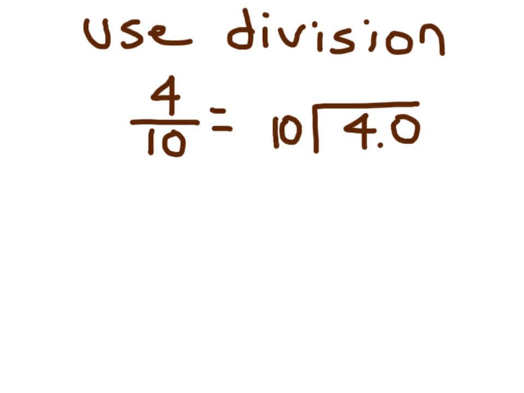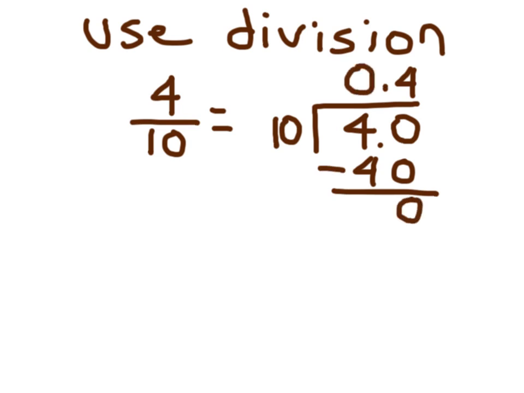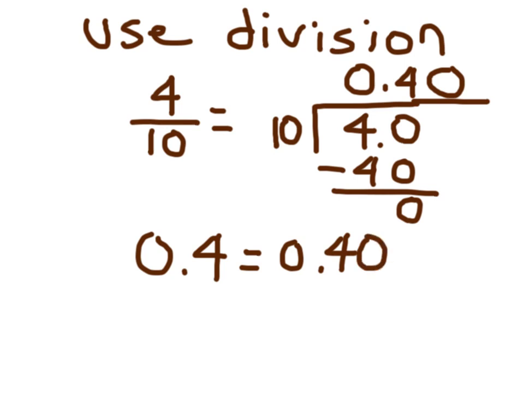10 goes into 40, 4 whole times. 4 times 10 is 40, and 40 minus 40 is 0. Decimal point coming straight up. So we have 0.4, which is also 0.40, so that we have 2 decimal places for our percentages. We add a 0 in the dividend there. Now 0.4, or 0.40, equals 40%.